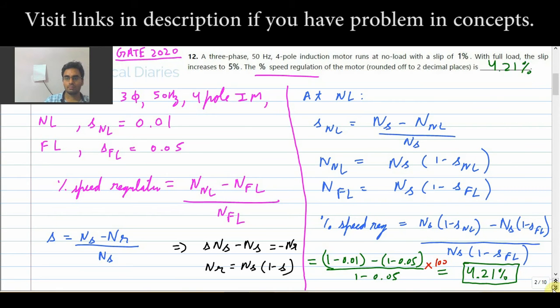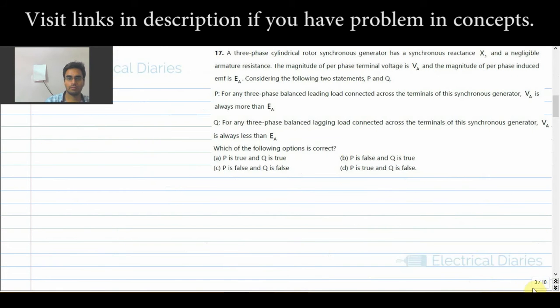Now let us move to the next question. GATE 2020. A 3-phase cylindrical rotor synchronous generator has a synchronous reactance XS and a negligible armature resistance. The magnitude of per phase terminal voltage is VA and magnitude of per phase induced EMF is EA. So the terminal voltage and the excitation EMF are given.